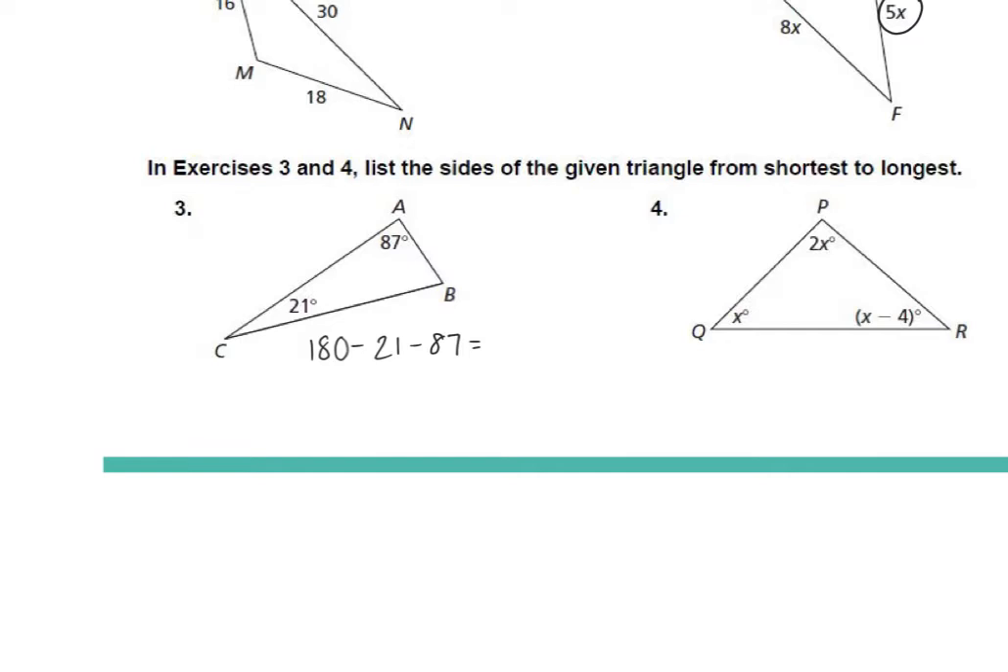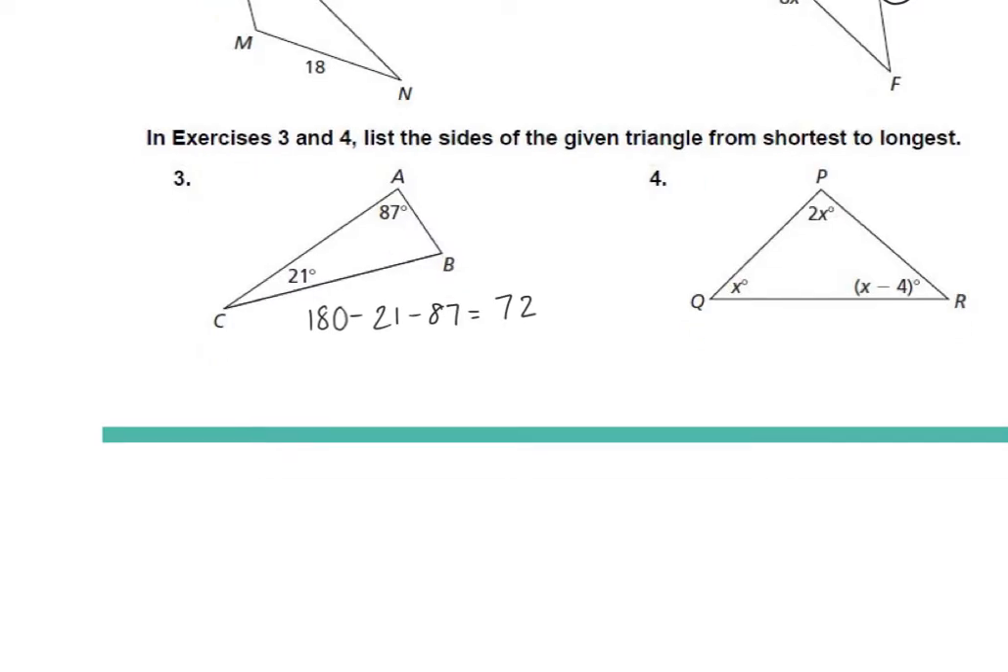180 minus 21 minus 87. I got 72. Oh, whoops, I did 87 plus 21 first. Oh, you added 21 and then subtracted 87? Yeah, in that case, you would get 114. I think. Maybe not. 72. I got 72. Can you try that again, Yelisa? I got 72. Oh, you did? Okay. Perfect. So this one's 72.